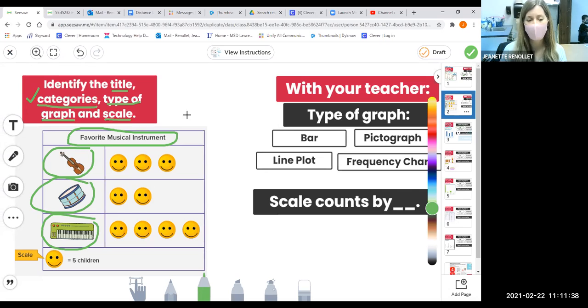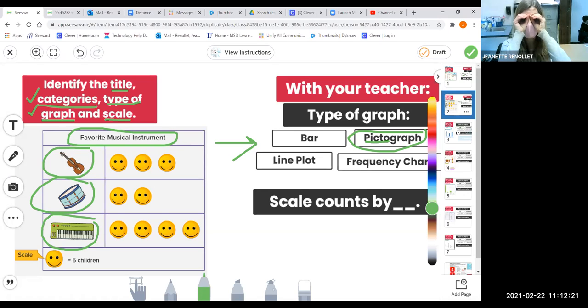Next, let's do the type of graph. Remember to look to the right. What type of graph is this? Is this a line plot, a bar graph, a pictograph, or a frequency chart? This is called a pictograph. Notice the word picture. Sounds like picture because we draw pictures to represent the data. We have now identified the type of graph. Awesome. Our last job is to identify the scale.